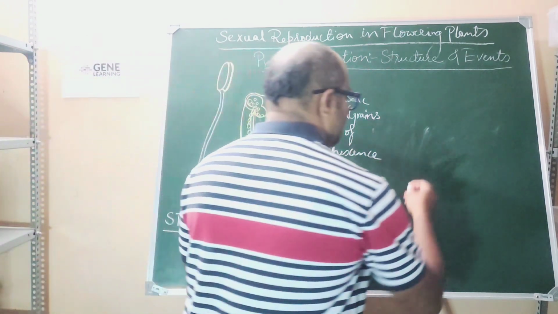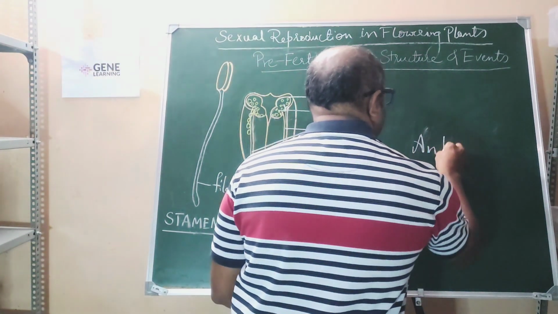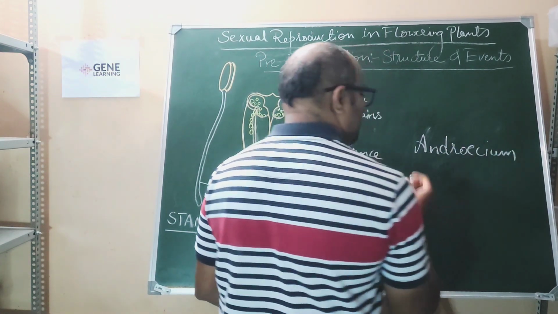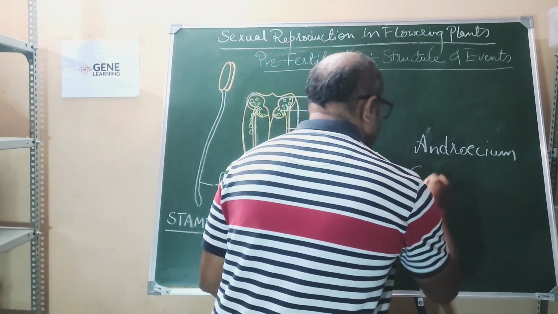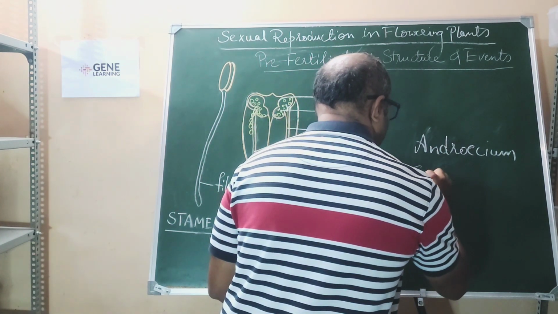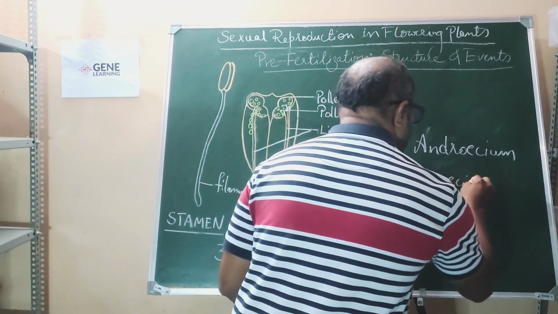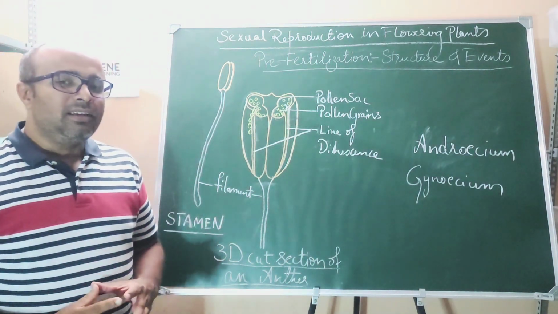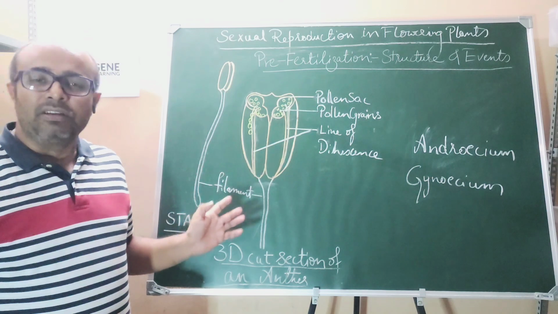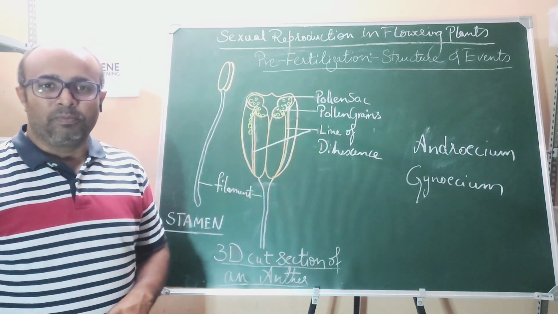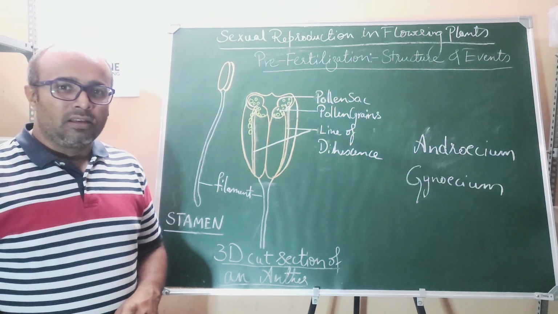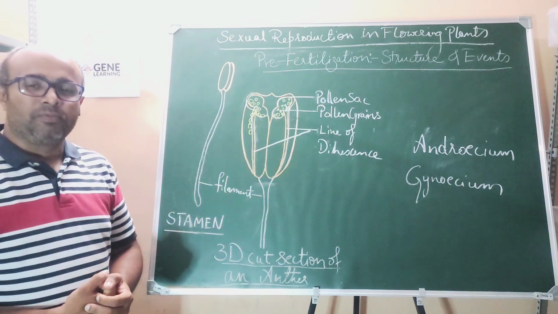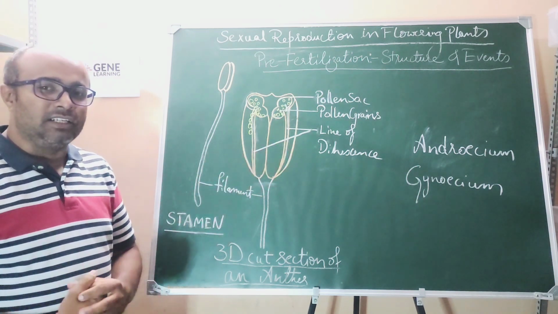The male reproductive structure here is called the androecium, and the female reproductive structure is called the gynoecium. So basically, androecium is nothing but a stamen and gynoecium is nothing but a pistil. Now, first we'll talk about the androecium, then go to the gynoecium.